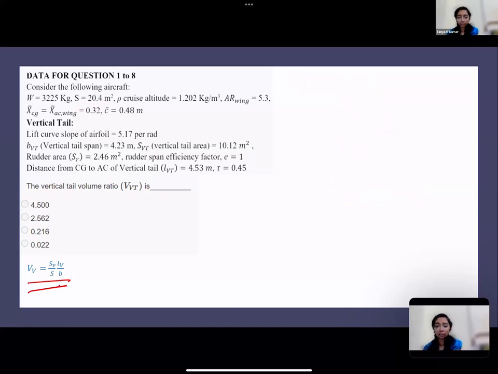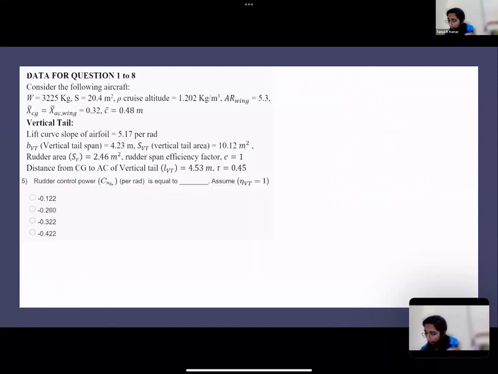It's similar to the horizontal tail volume ratio, except the normalizing parameter here is b. There it was mean aerodynamic chord. Okay, just remember that. Rest everything is the same. The rudder control power Cn delta R. In case of longitudinal, it was Cm delta E. Here in directional, you have Cn delta R.